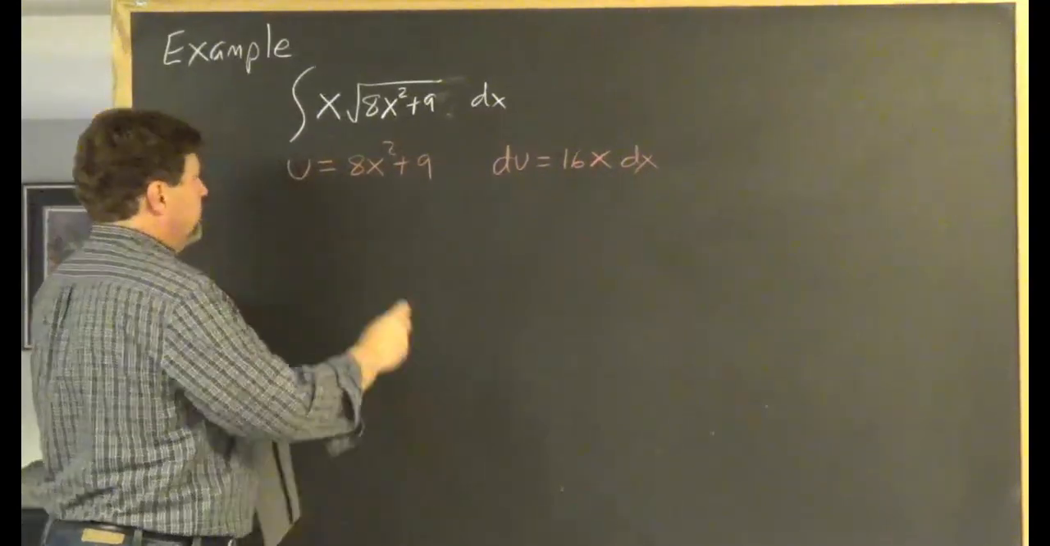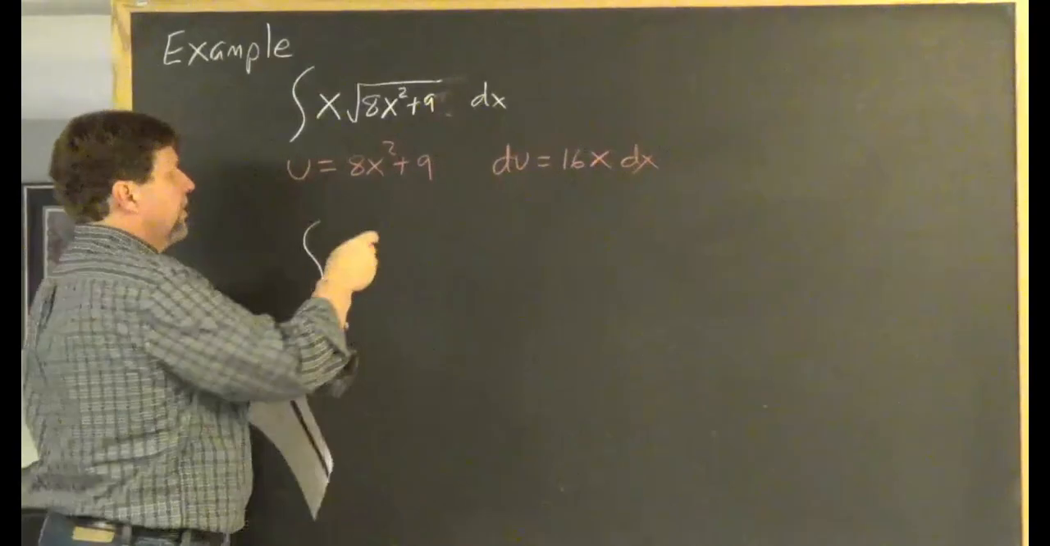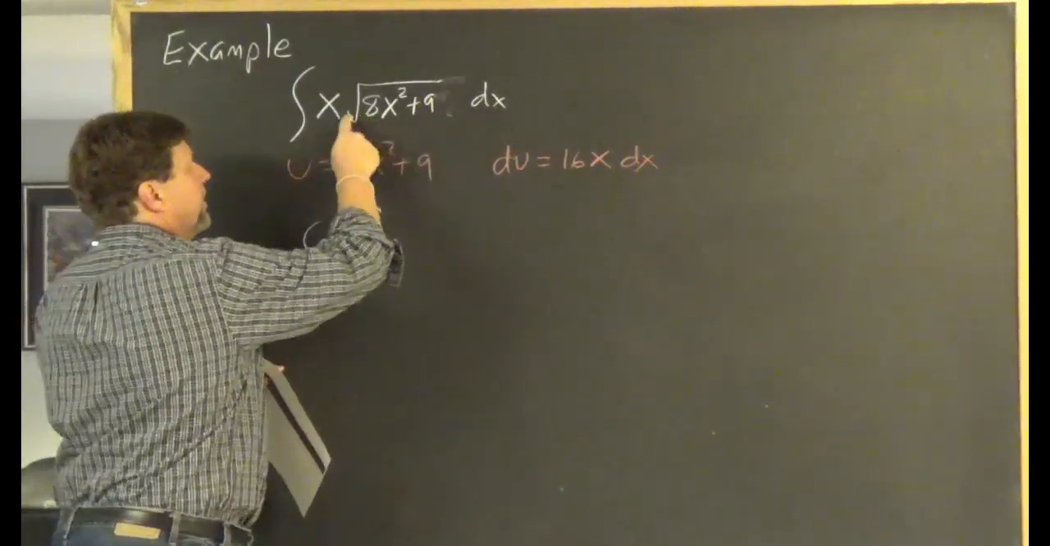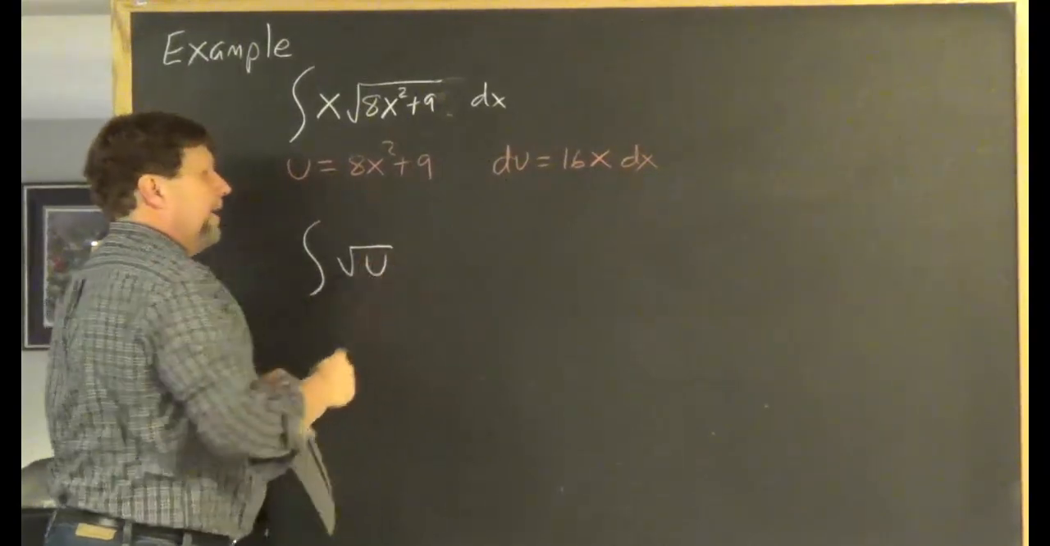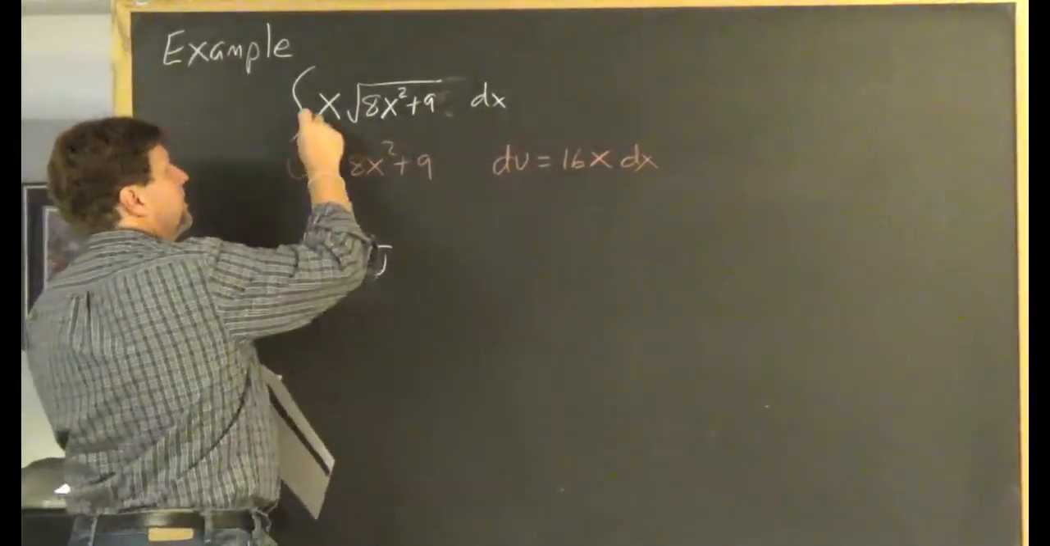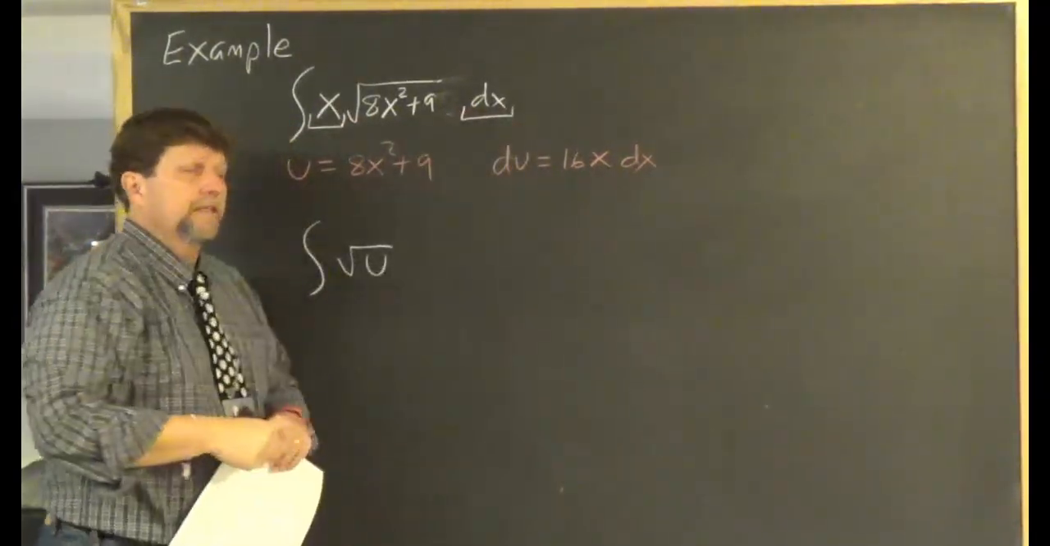All right, so I do the u sub. I always take care of my u first. So here's u. So I'm going to have square root of u. And now I look at what I have left. I have an x dx that's left over.